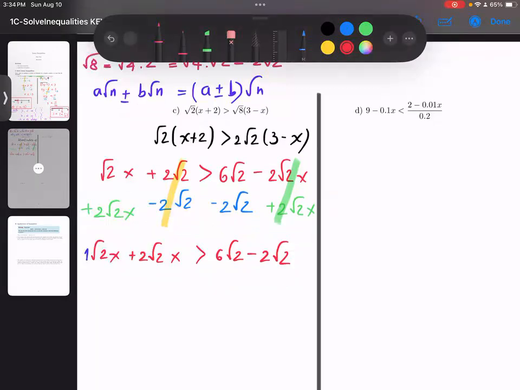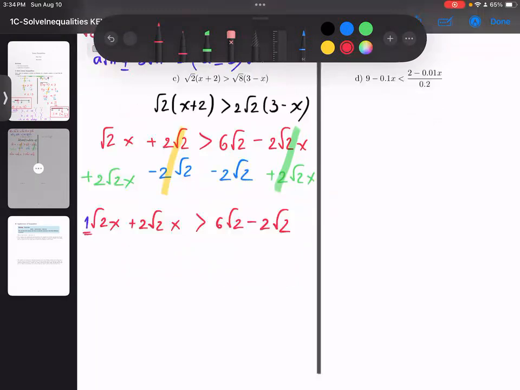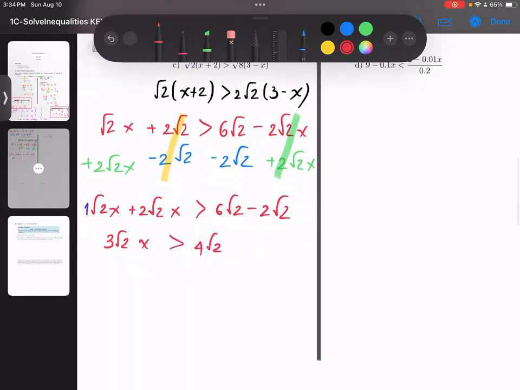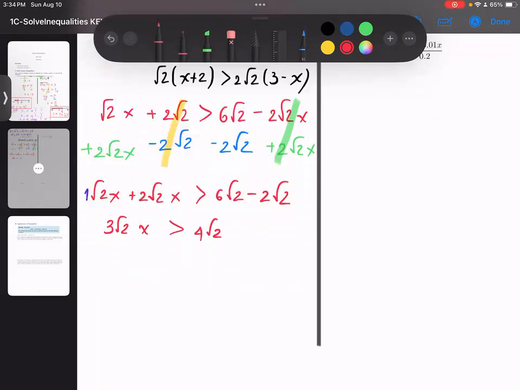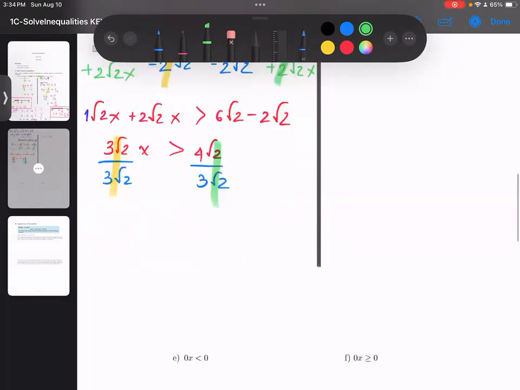So what I'm going to do is combine them. 1 plus 2, that's 3. So 3 root 2x greater than 6 minus 2, which is 4 root 2. Okay. And now we can divide both sides by 3 root 2. On the left side it cancels, and on the right side this also cancels. Root 2 divided by root 2 is just 1. So what remains is just 4/3 on the right side, and on the left side, just x.